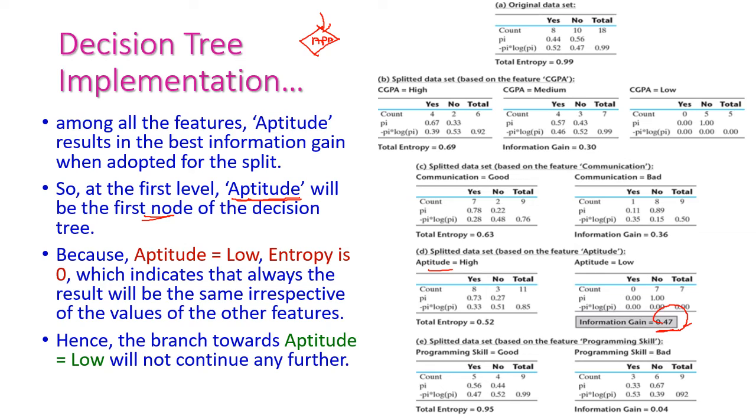And one more thing, in aptitude low, yes is 0 and no is 7, hence the entropy is 0 here. The entropy of low is 0 here. That means we can easily declare that if aptitude is low, then no job will be offered. The tree will stop here. We need not search the other attributes. If the aptitude is high, then only we can check the other attributes, right?